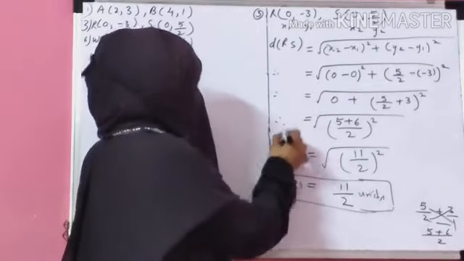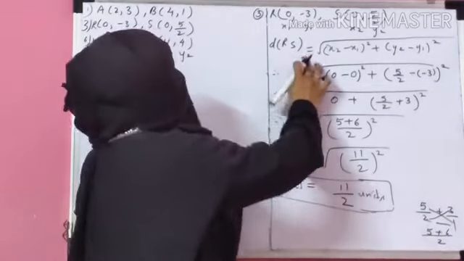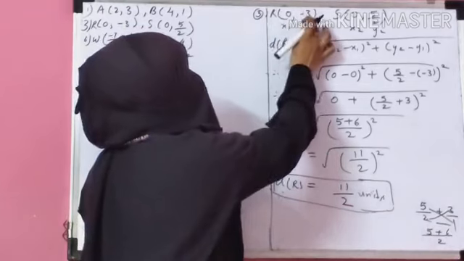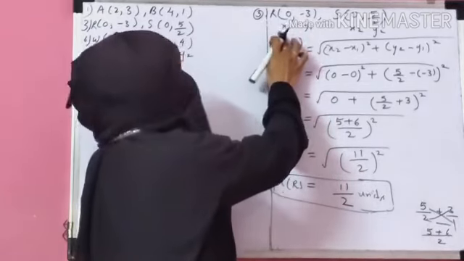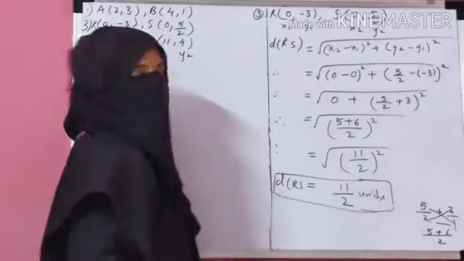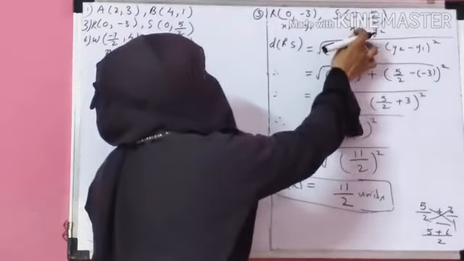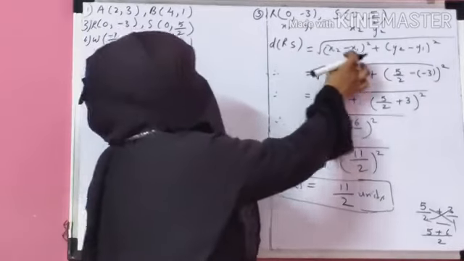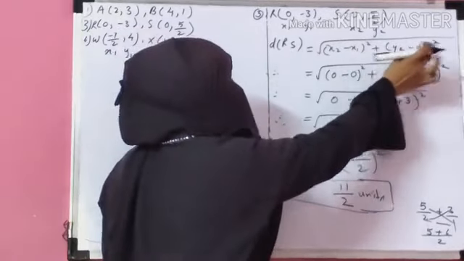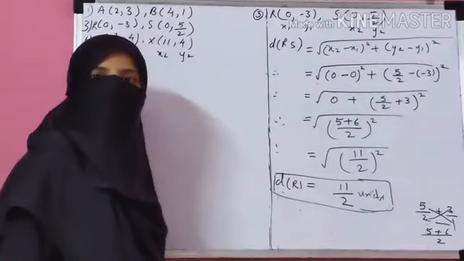Here you have to find the distance between point R and S. So coordinate of point R is (0, -3). So this is your first point, so the coordinate is x1, y1. This is your second point, so the coordinate is x2, y2. Now apply the formula. So (x2 minus x1) whole bracket square plus (y2 minus y1) whole bracket square, distance formula.